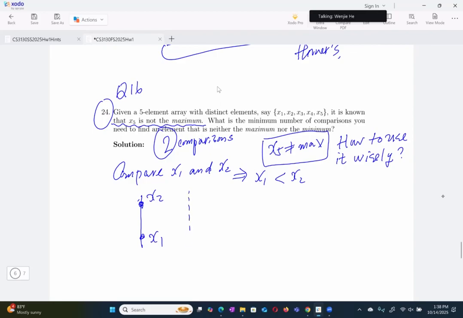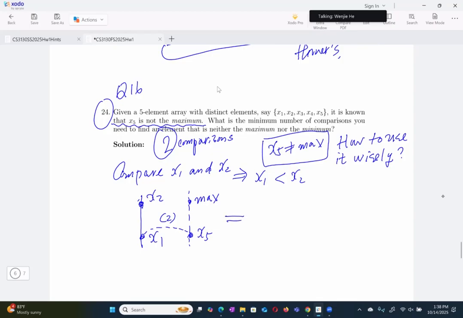But now we have the max, we know x5 is here, below that max. All right, then our next comparison: compare x1 and x5 as our second comparison.